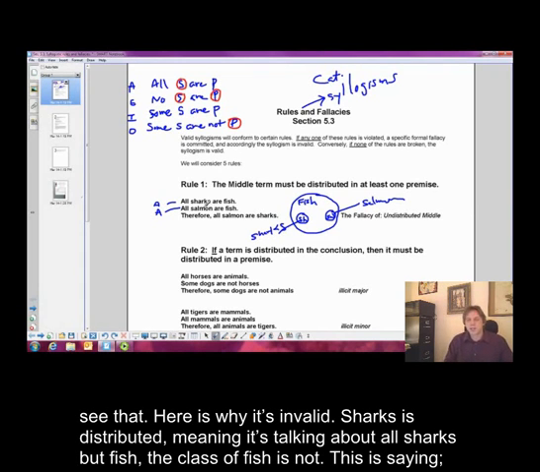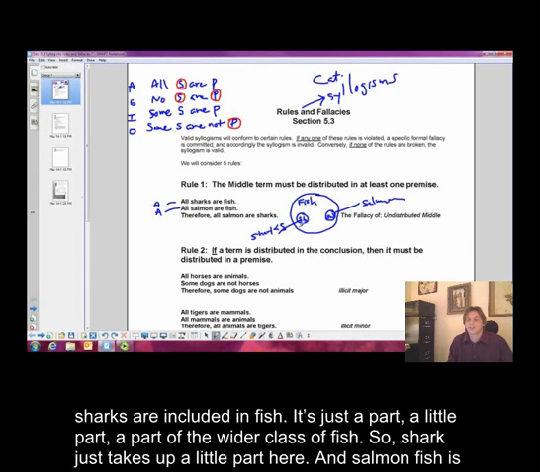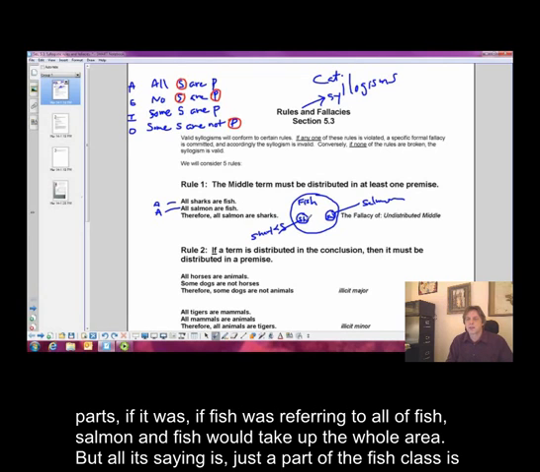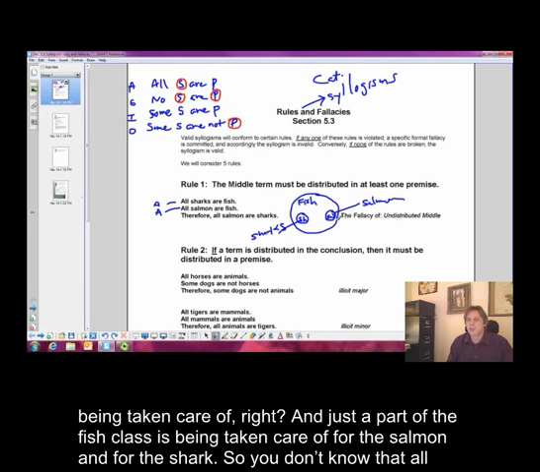Here's why it's invalid. Sharks is distributed, meaning it's talking about all sharks, but fish, the class of fish, is not. This is saying sharks are included in fish. It's just a part, a little part of the wider class of fish. So shark just takes up a little part here. And for salmon, fish is undistributed. It means only a part of the fish class is referred to. Salmon only take up a little part. So that's why salmon and shark can be in different parts. If fish was referring to all of fish, salmon and shark would take up the whole area. But all it's saying is just a part of the fish class is being taken care of, for the salmon and for the shark.